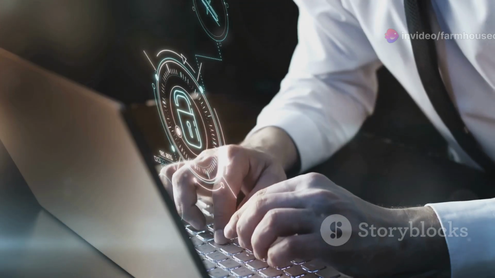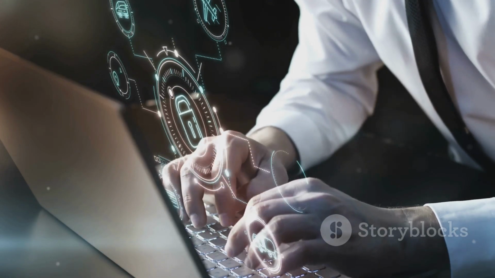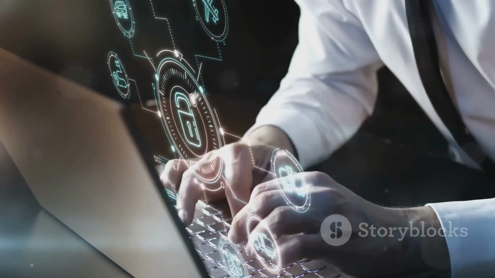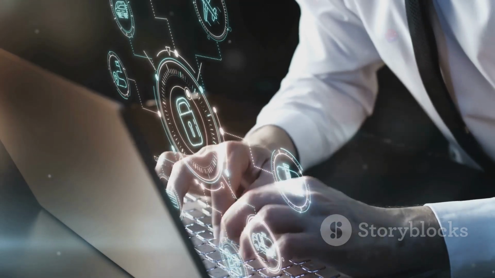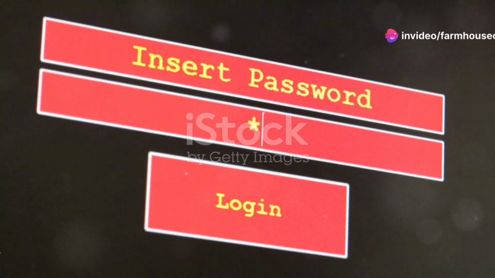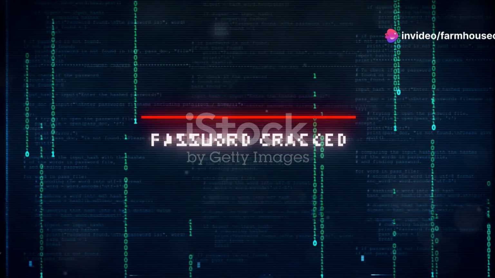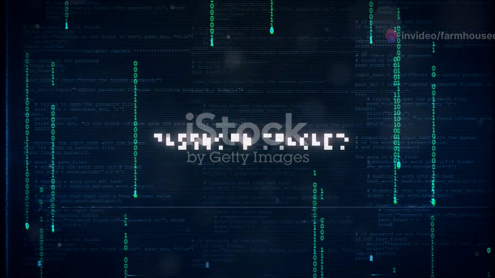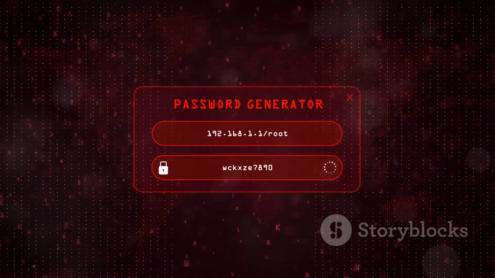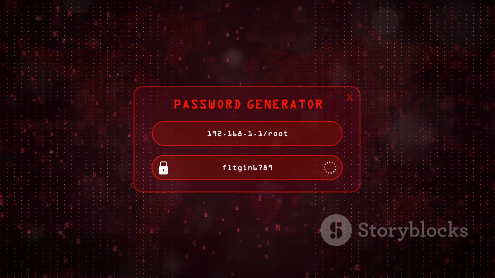Section 6. Protection tips. Protecting against system hacking requires a proactive approach. One effective way is to use strong, unique passwords. Avoid using easily guessable information like birthdays or common words. Use a combination of letters, numbers, and special characters.